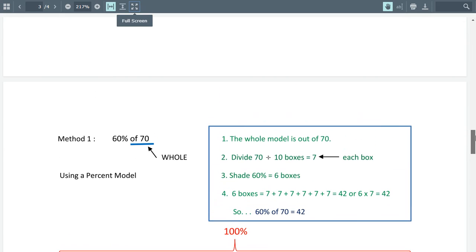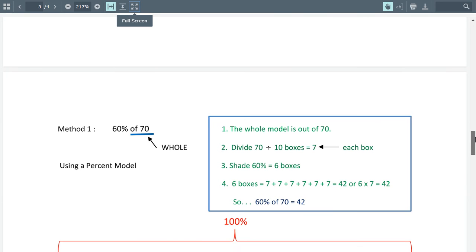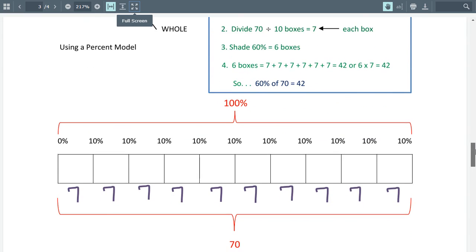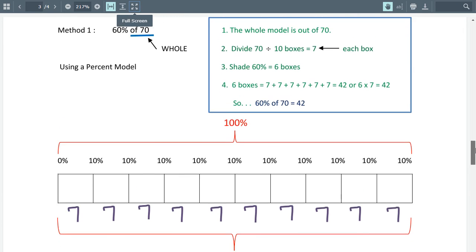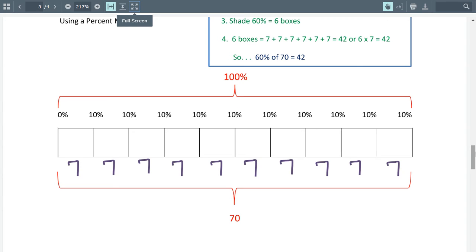Method 1. So let's take a look at this. 60% of 70. Since it's out of 70, that's the whole. So if you want, you could set up your percent model, draw a rectangle, break it up into 10, and label the percents on top and the amounts on the bottom. The whole thing's out of 70. So let's take a look. The whole model is out of 70. Divide 70 by 10, that means 7 goes in each box. And since each box represents 10%, we have to shade 60% because we're looking for 60% of 70. That means 6 boxes.